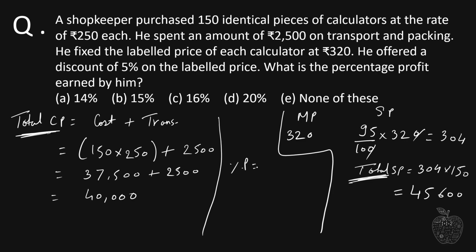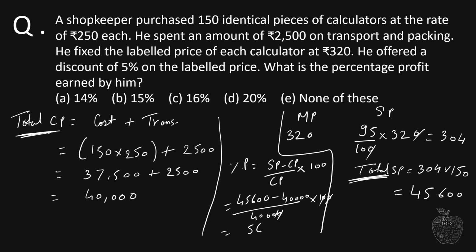What is the profit percent formula? It's selling price minus cost price over cost price into 100. So selling price is 45,600 minus cost price, that is 40,000, over 40,000 into 100. So we are left here with 0 0 0 0 gets cancelled. We are left here with 5600 over 400. 0 0 0 0 gets cancelled.